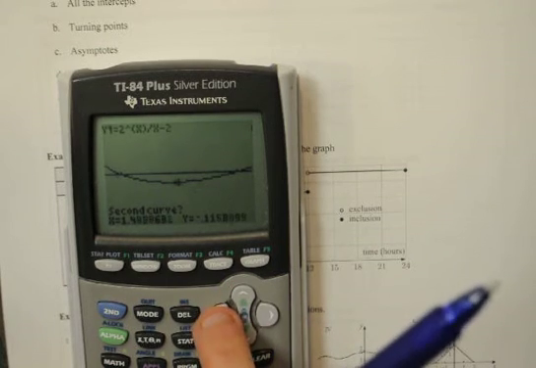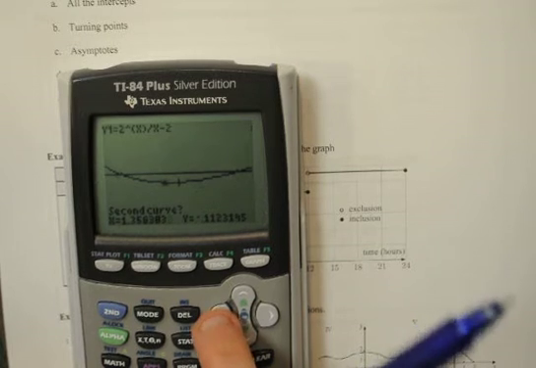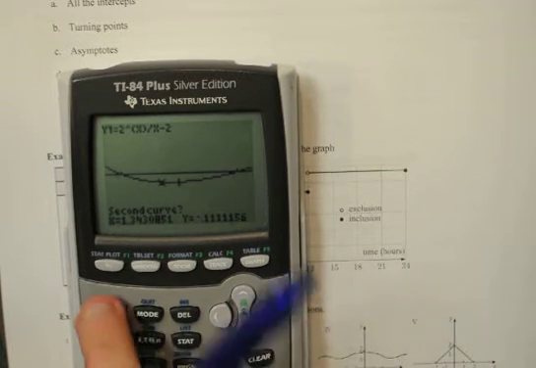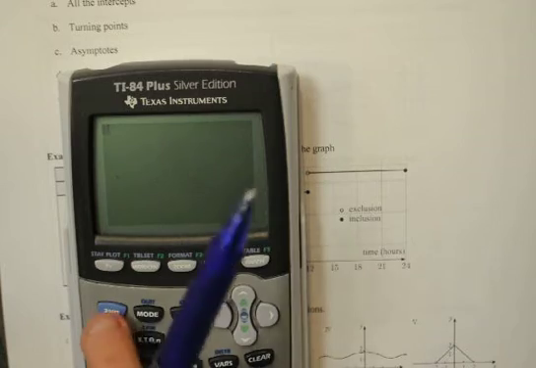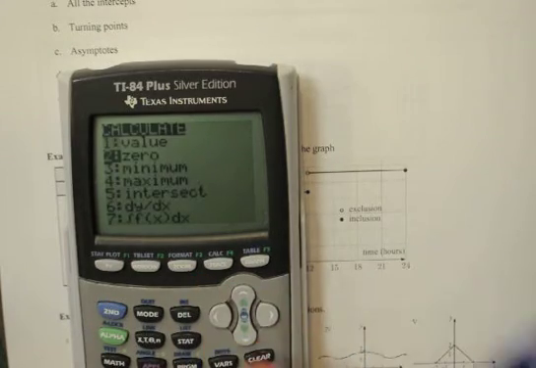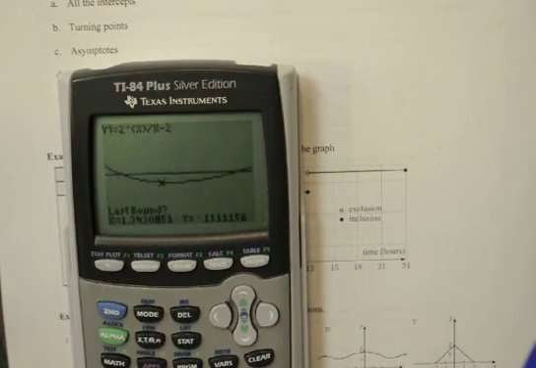Where's the second curve? Oh, silly Mr. Smith. Forget that. Hold on, I pressed the wrong button. Zeros. We want to know the zeros.